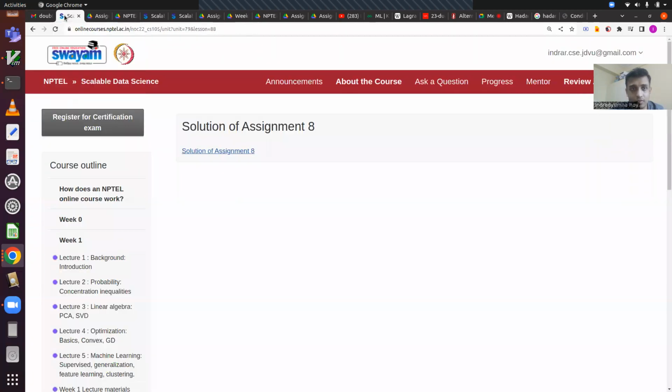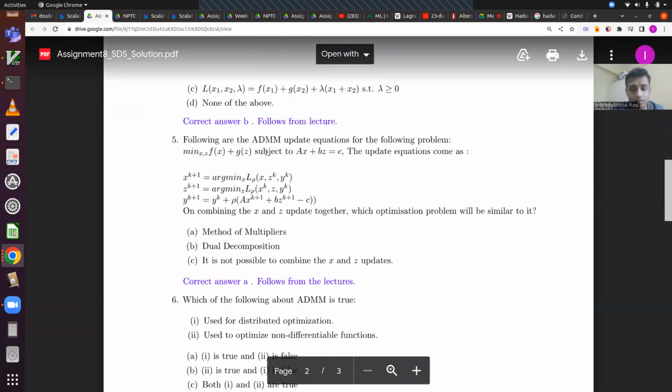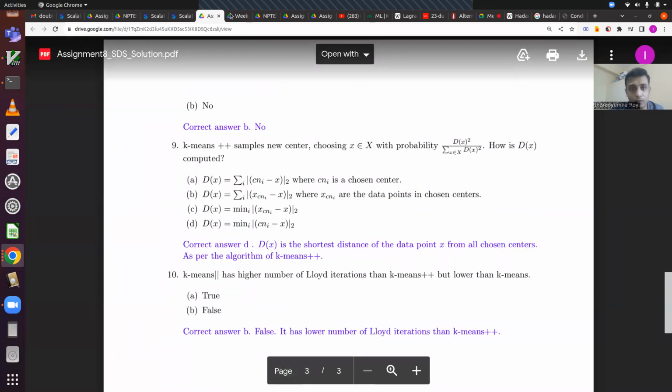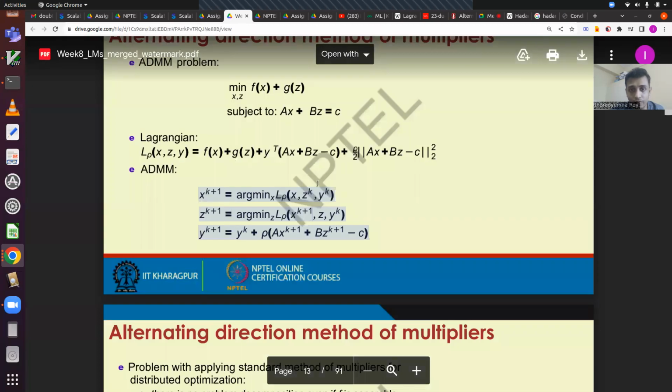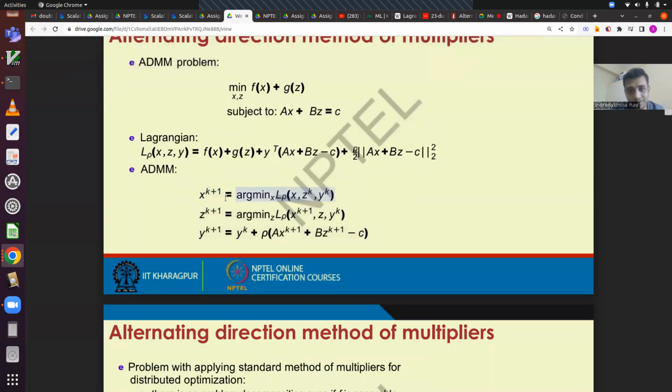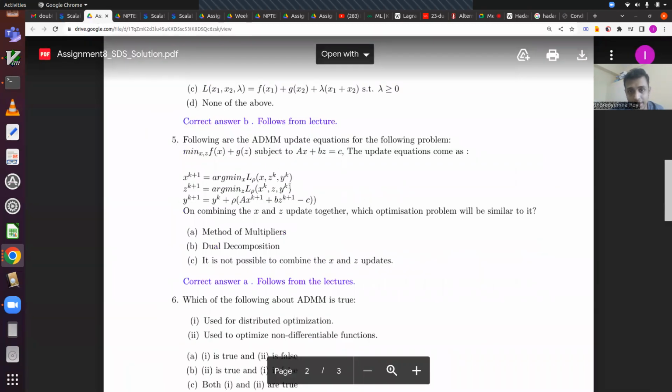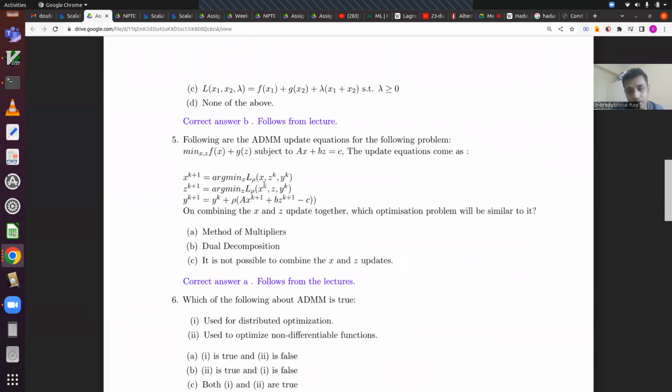Like you are first changing x, so zk and yk are fixed. You are first changing x to xk plus 1. Now yk and xk plus 1 are fixed, and then you are changing z to zk plus 1. What is happening here is yk and xk are written. If you consider this xk plus 1, then they are changing z to zk plus 1. So apart from this one inconsistency, the rest is the same.